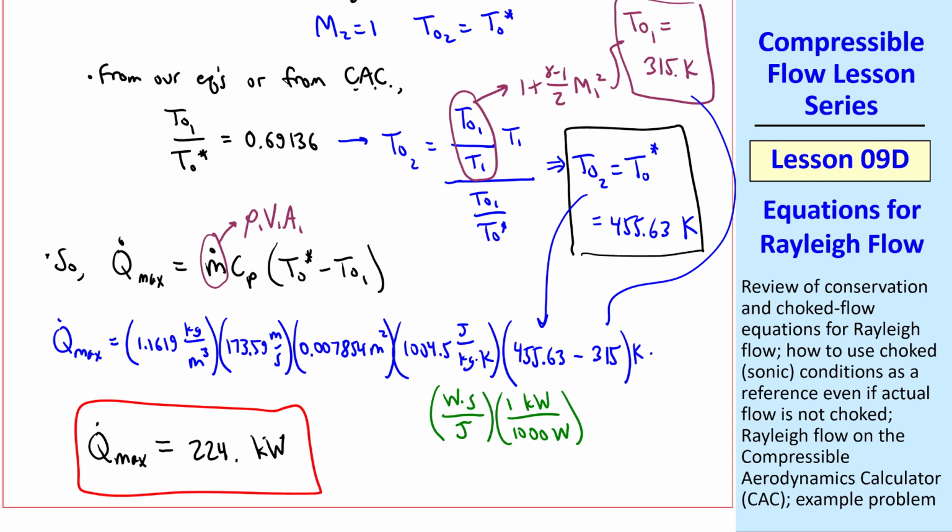And finally, as we've discussed previously, if we try to input more than this, the whole Rayleigh curve would shift and conditions 1 would change. In the next lesson, we'll do a more general example where Q dot is not Q dot max.